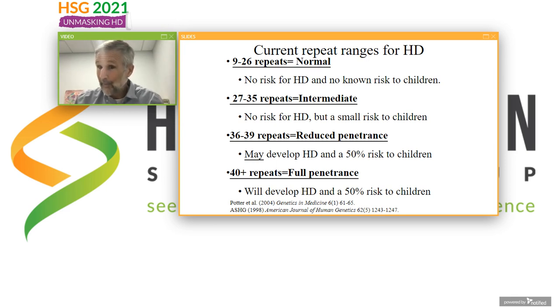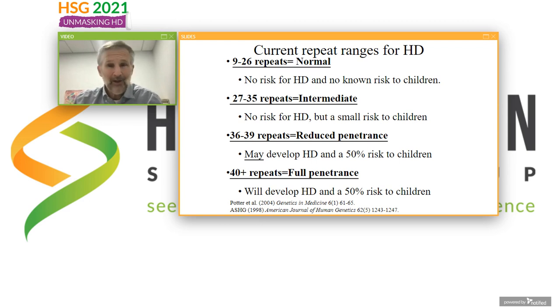So some people with 37 repeats will get Huntington's during their lifetime. Other people may live a full lifespan, 75, 80 years, and never get Huntington's. And we don't yet fully understand why some people do and some people don't.